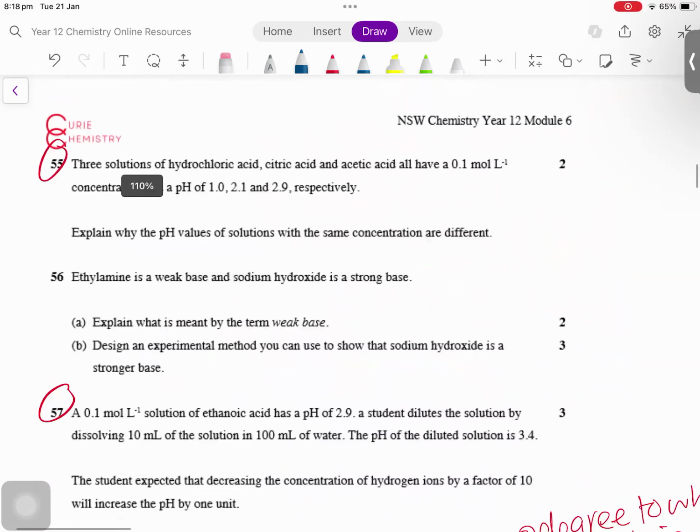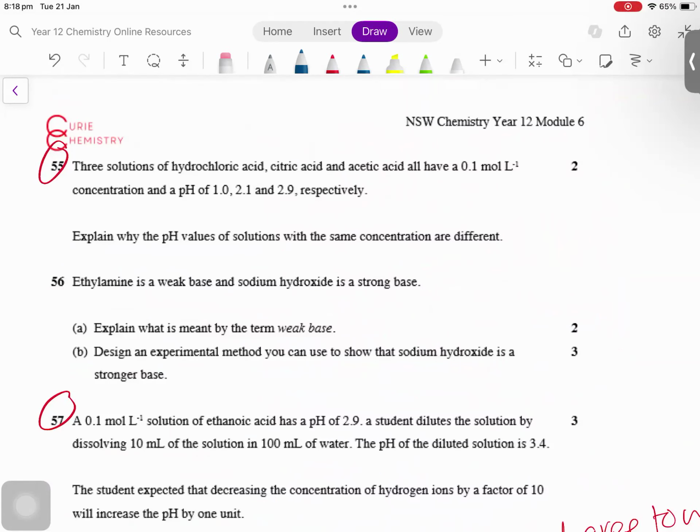Question 55. Three solutions of hydrochloric acid, citric acid, and acetic acid all have a 0.1 molar concentration and a pH of 1, 2.1, and 2.9 respectively. Explain why the pH values of solutions with the same concentration are different. Same idea as the previous question. So one more time, guys. Clearly, if the last explanation was a bit whiffy-woffy for you, you're going to forget all of it. We're going to do it one more time clearly.